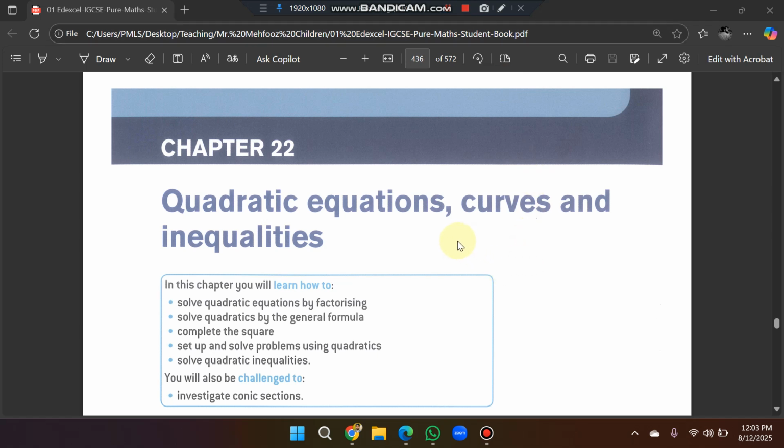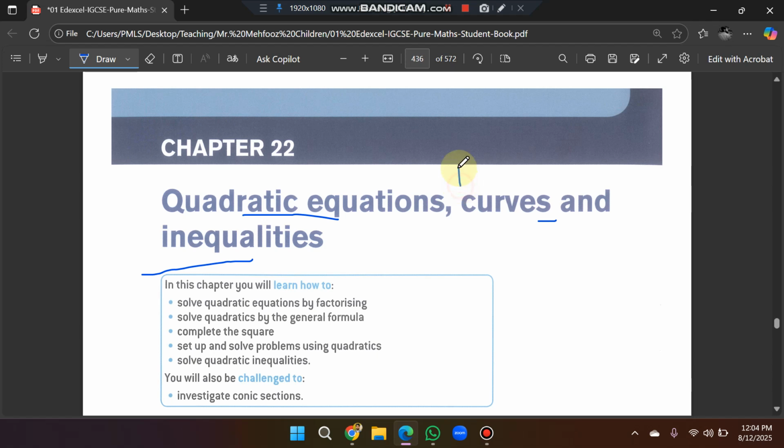Today our topic is chapter number 22, that is quadratic equations and curves and inequalities, right? So you have seen in previous lessons what quadratic equations are. Quadratic equations are those equations in which the variable has maximum power 2. That is called a quadratic equation.